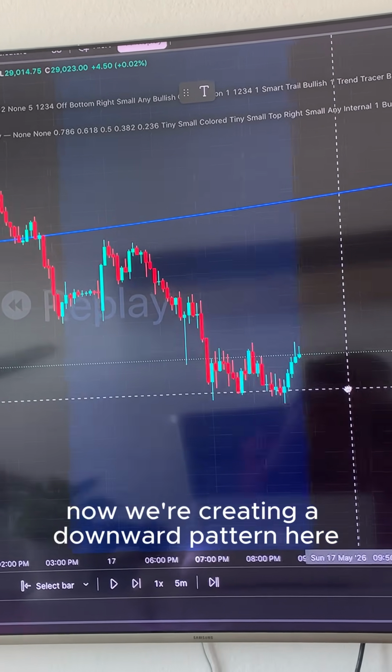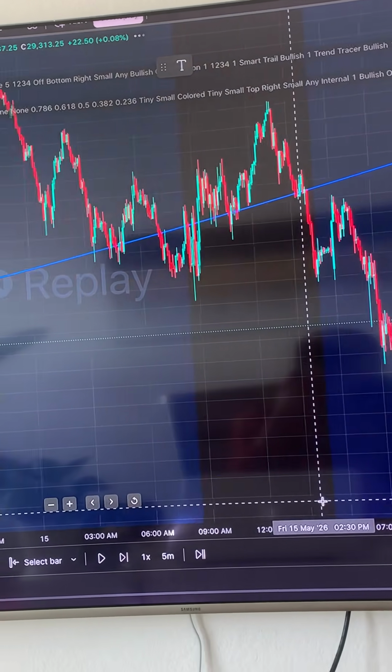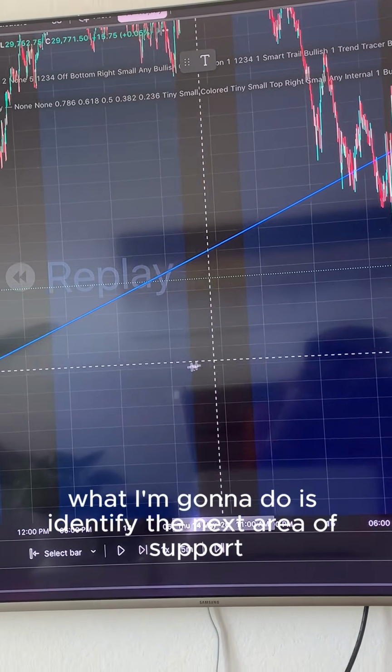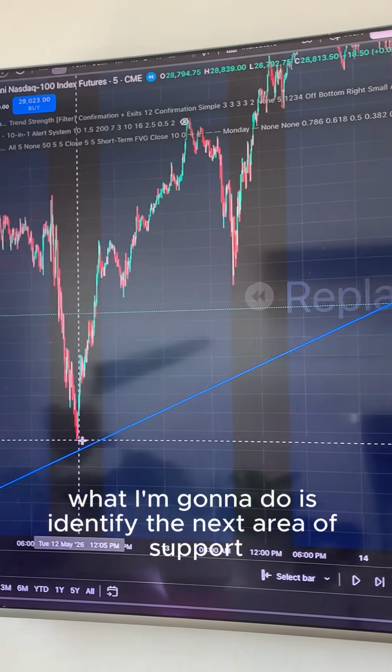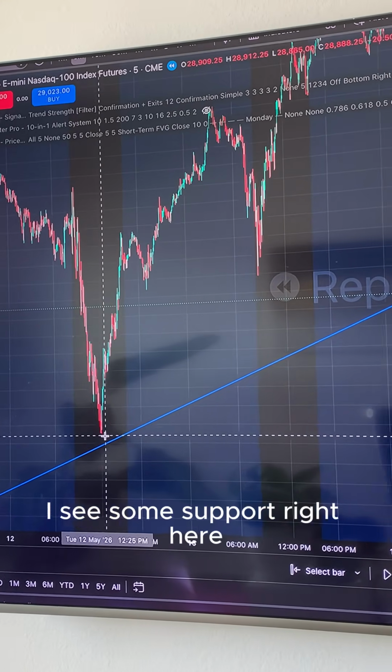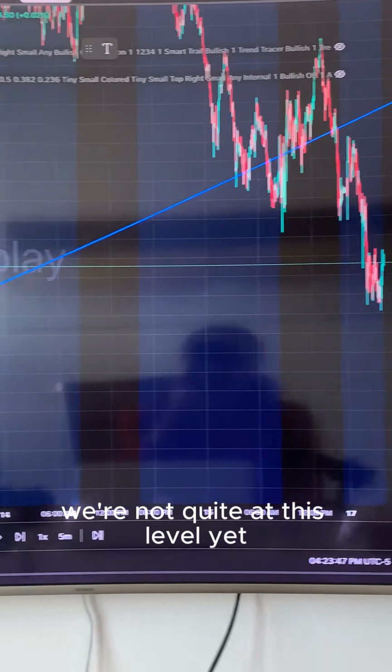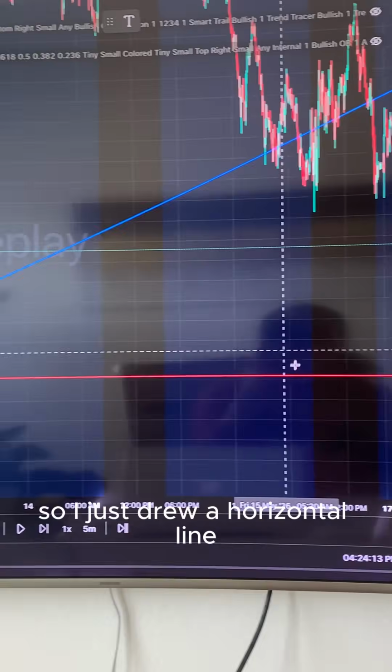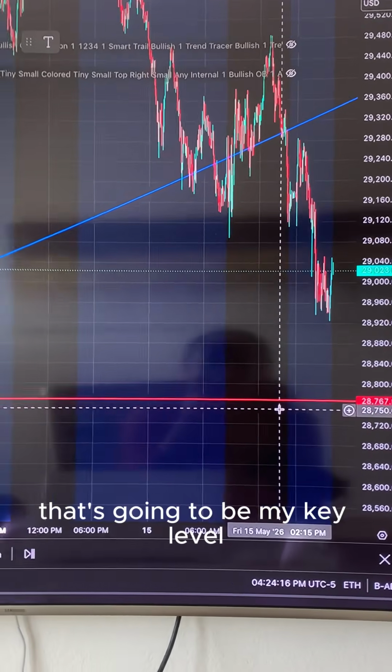Now we're creating a downward pattern here. So what I'm going to do is identify the next area of support. So I'm going to go back to the beginning of May. I see some support right here. We're not quite at this level yet, so I'm going to go ahead and draw. So I just drew a horizontal line. That's going to be my key level.